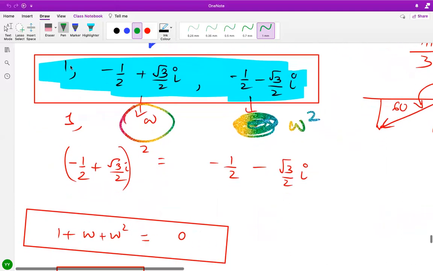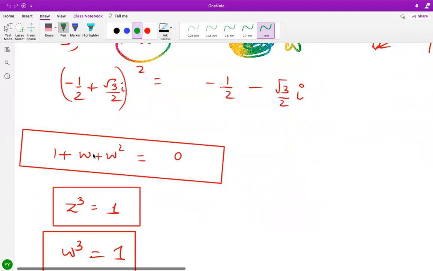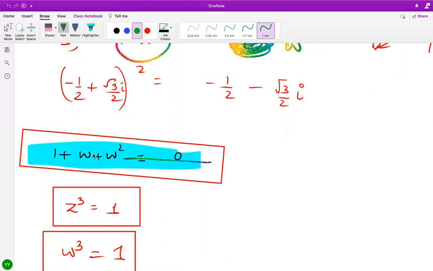But when you add up these 3 roots, 1 plus omega plus omega square is going to be 0. Because if you simply see, 1 minus half minus half is 0. And then 0 plus root 3 by 2 i minus root 3 by 2 i. The imaginary parts, if you add, it's 0. So that's why this is one of the most important properties, which is 1 plus omega plus omega square is 0.